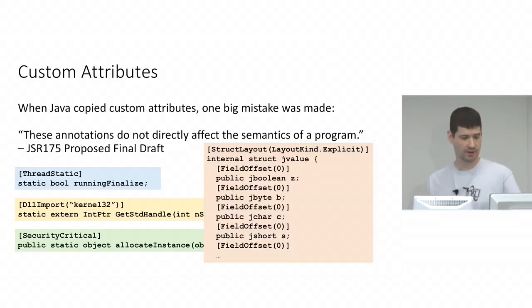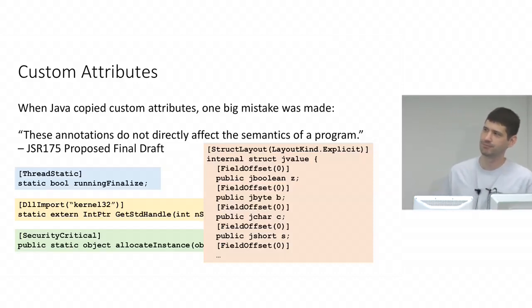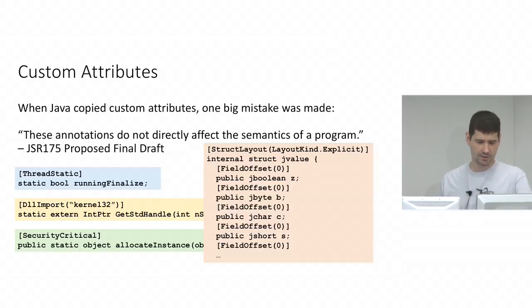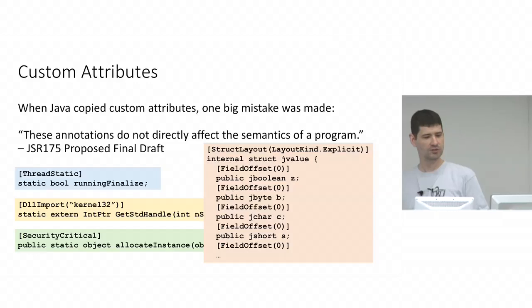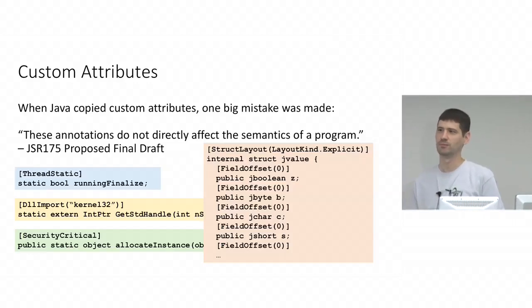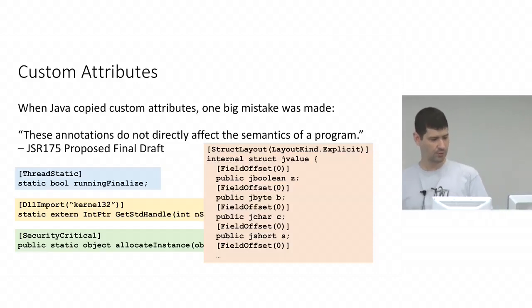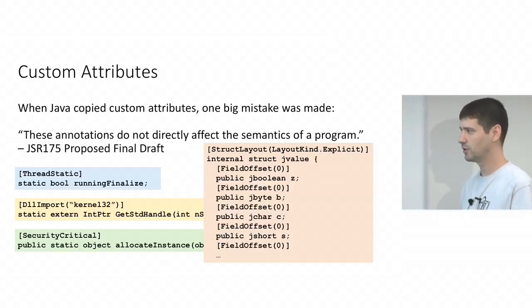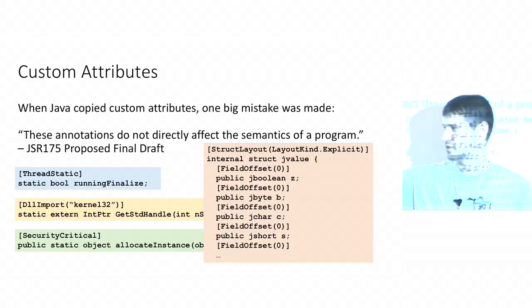Everyone here is familiar with annotations, I guess. Java annotations were copied, I think, from custom attributes in .NET, but they made a big mistake or omission. The JSR 175 proposed final draft said, these annotations do not directly affect the semantics of a program. I don't know why they were so against that, but in .NET they affect the semantics of a program a lot. A good example is a thread static.